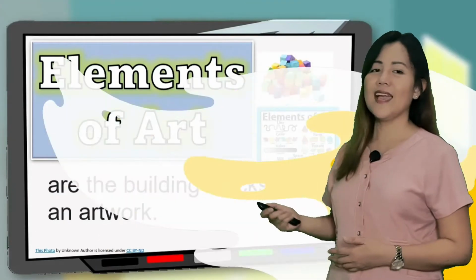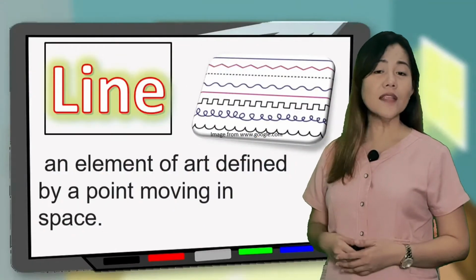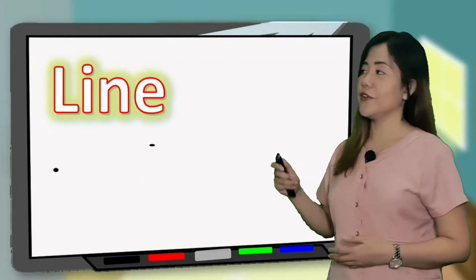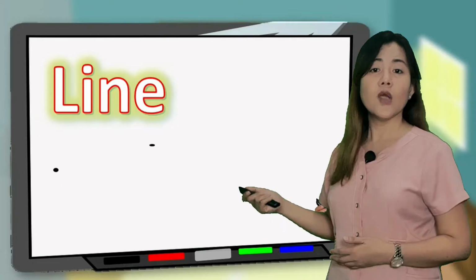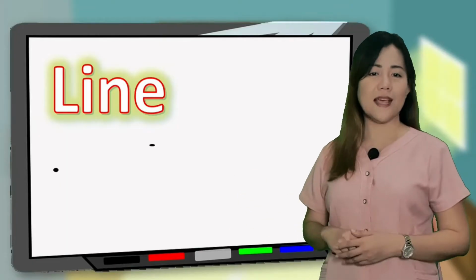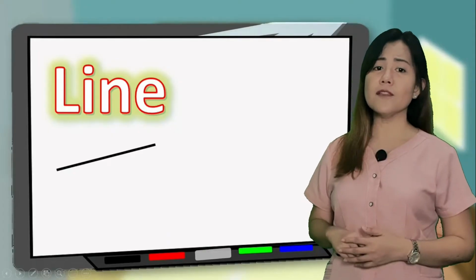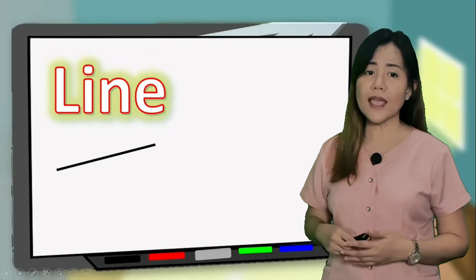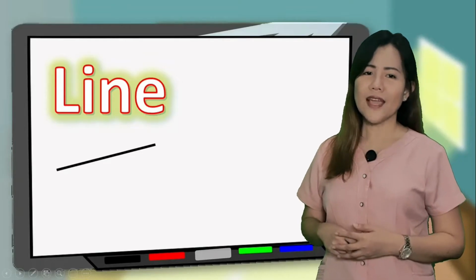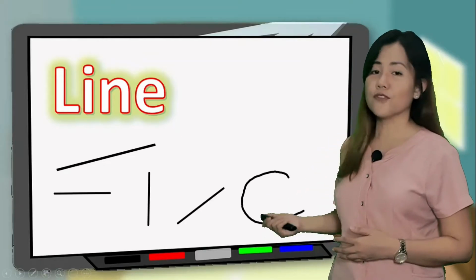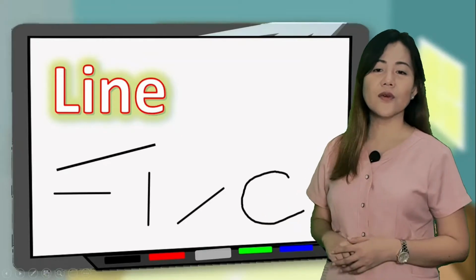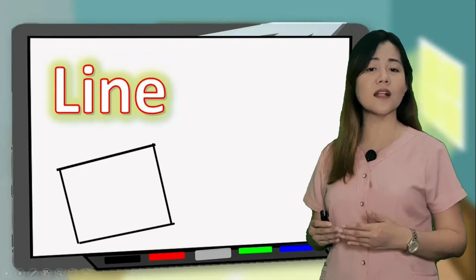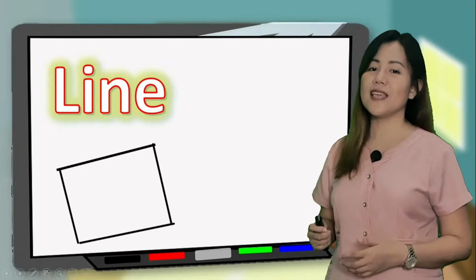Number one, line. An element of art defined by a point moving in space. There you can see 2 points. When you connect them, there's a line. Lines may be two or three-dimensional, descriptive, implied, or abstract. Lines can be horizontal, vertical, diagonal, or curved. When lines cross over itself, it creates a shape.